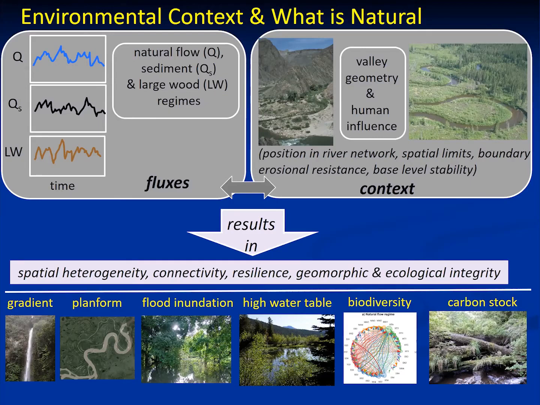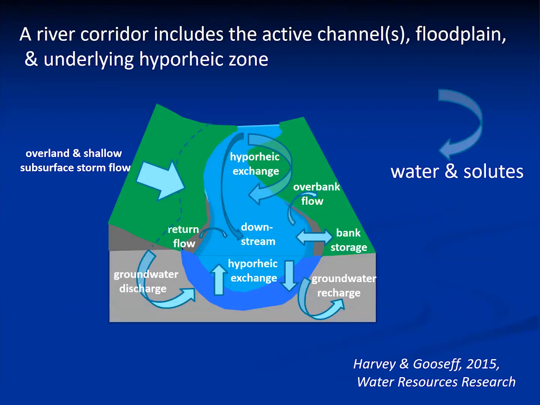And then the lower level here is just a series of specific examples of characteristics that reflect these interactions: the channel gradient, planform, the degree to which the floodplain is inundated, the riparian water table, etc. And all of these interactions, all of this context occurs within a river corridor. And again, river corridor, as it's commonly being defined now, is the active channel, the floodplain, and the underlying hyporheic zone.